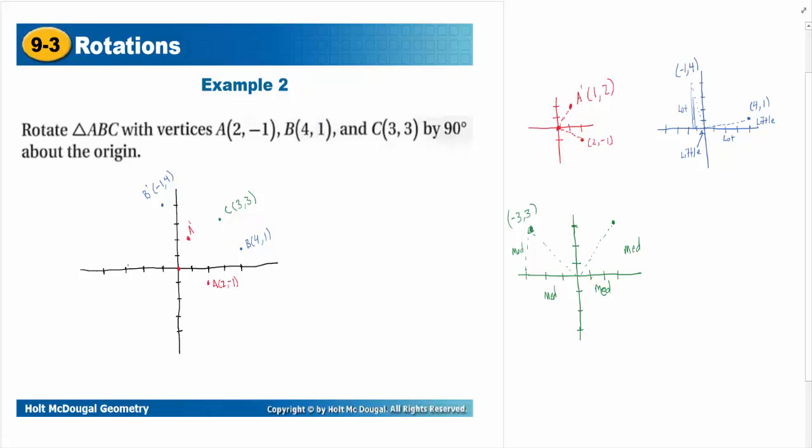So negative 3, positive 3. Okay. Oh, there we go. And now we have C prime at negative 3, 3. So again, we can go ahead and connect this now. If I had A prime, B prime, and C prime, there is my triangle. And this was your original ABC. And you can see the rotation. It went that way. Okay. So that's how you do a rotation algebraically. This would be your final answer in that case.